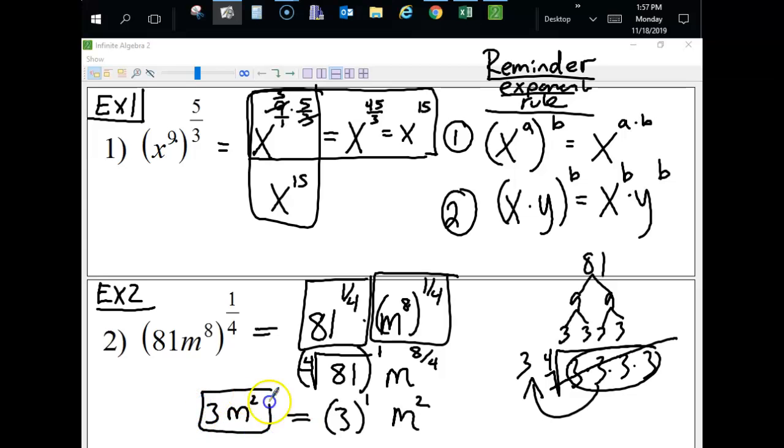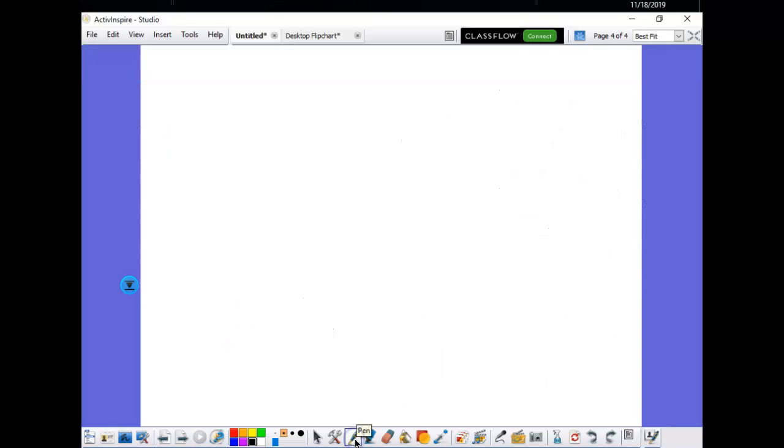3m squared. So I did two properties there. I split it, right? I simplified the variable part just by multiplying and reducing, but the number one you actually have to do your root stuff with, okay? A guided practice is necessary.